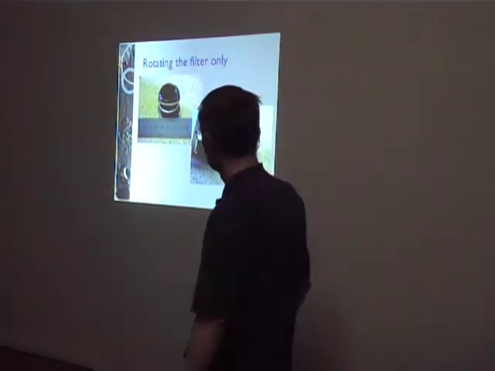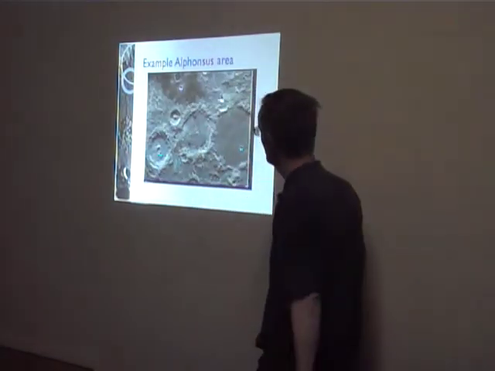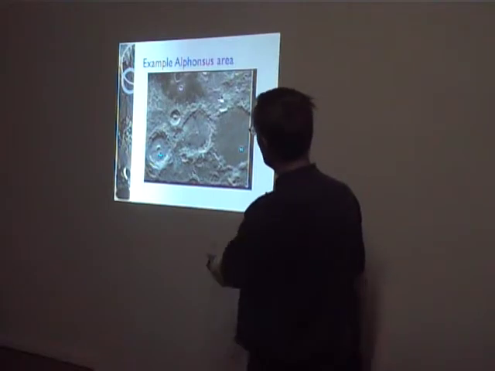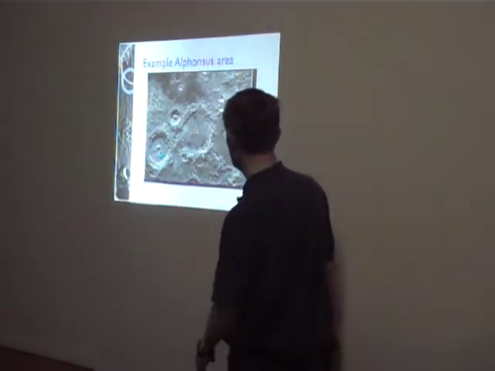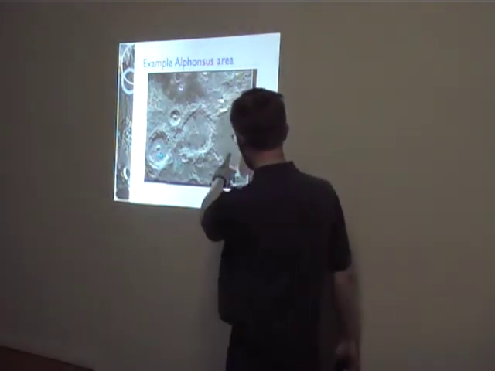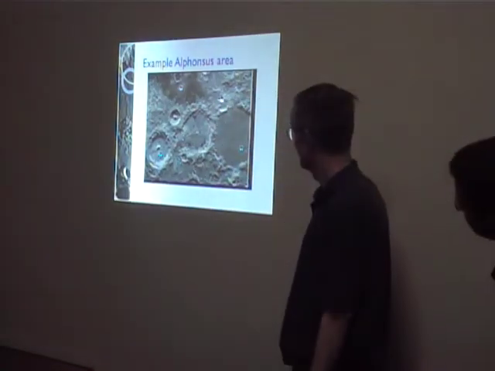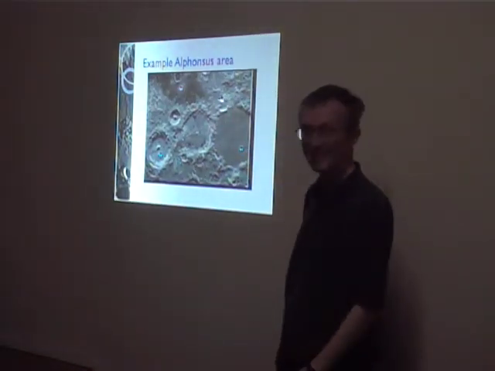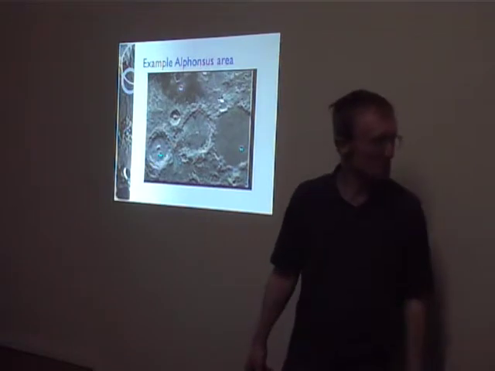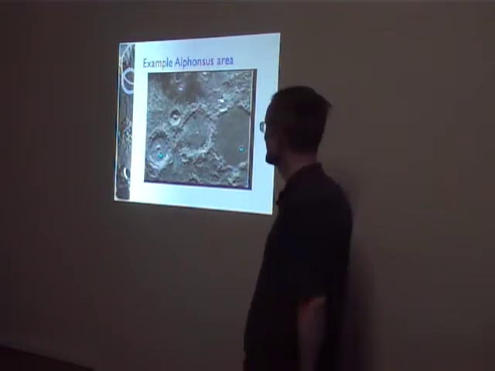And when we've done that, let's give you an example. Here's a picture of the Alphonsus region of the Moon. I'm not very good at identifying craters. I think that's Alphonsus. Is it? Oh. Six years on the project, I don't know any craters yet.